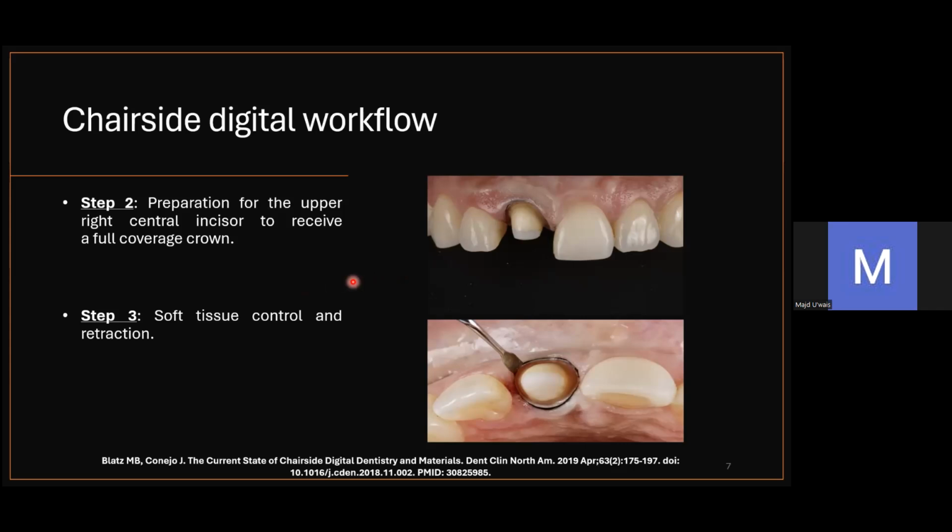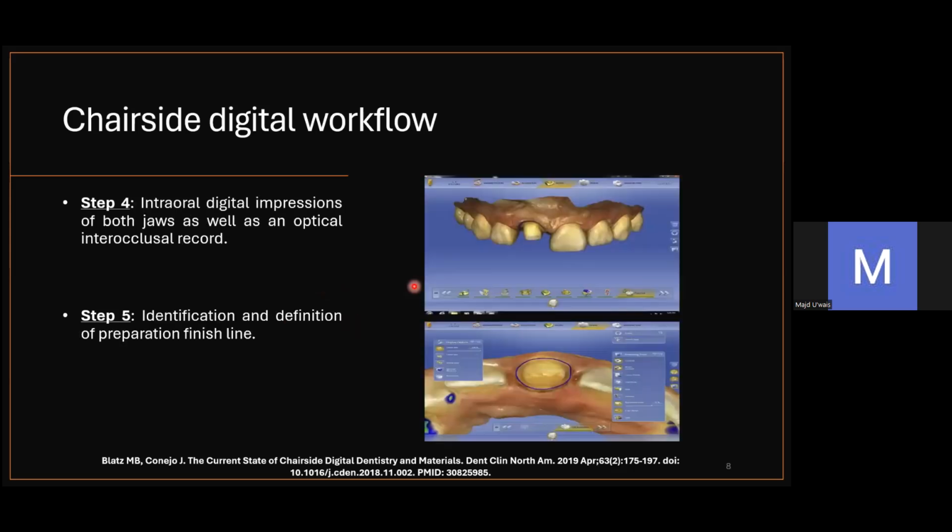So after you finish the tooth preparation, proper soft tissue control and retraction should be done, which is critical to obtain an accurate optical scan. After you take the optical impression, you still need to identify and define the restoration by the computer. The computer needs to identify and define the preparation finish line. And if it wasn't able to identify this finish line, you won't go through the rest of the steps.